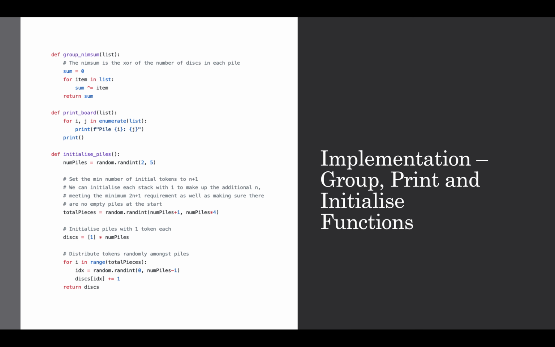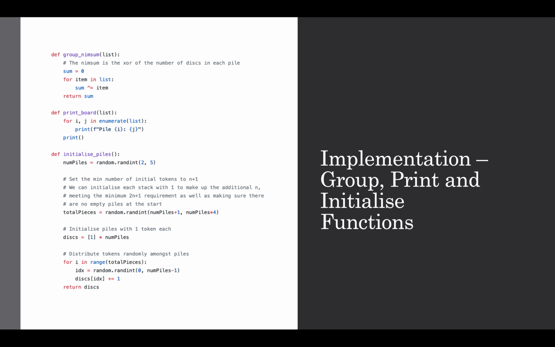So for the group nimSum function, we use a for loop to successively XOR all elements of the list against each other and then return the result. In the print board function, we use an enumerate construct on the list of piles, and then we print each pile along with the number of disks in that pile. We then print a new line.